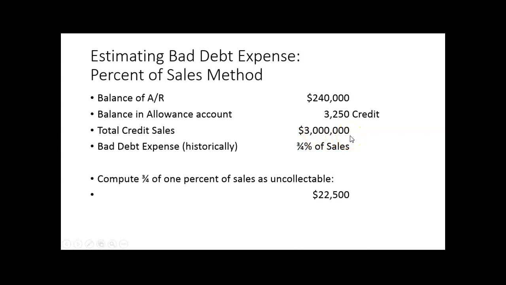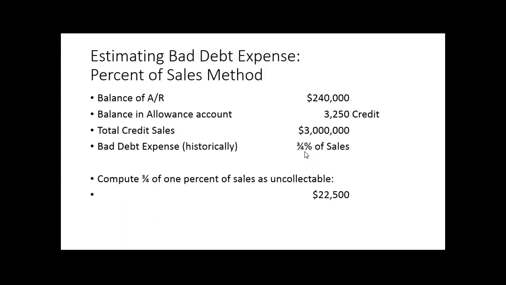I'm interested in that. Historically, this company has found that 0.75% of credit sales turn out to be uncollectible. So if I compute 3/4 of 1% of sales as uncollectible, I come up with $22,500. In this case, this is what we call the income statement method. What we're figuring here is the bad debt expense.